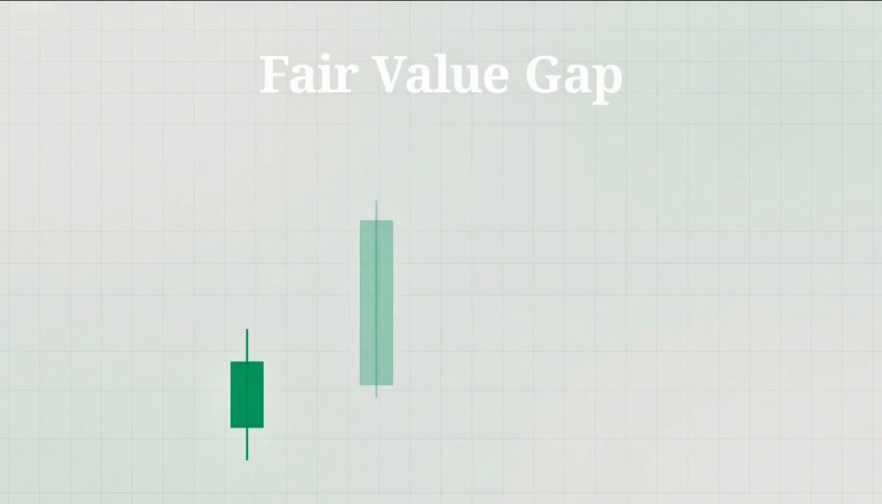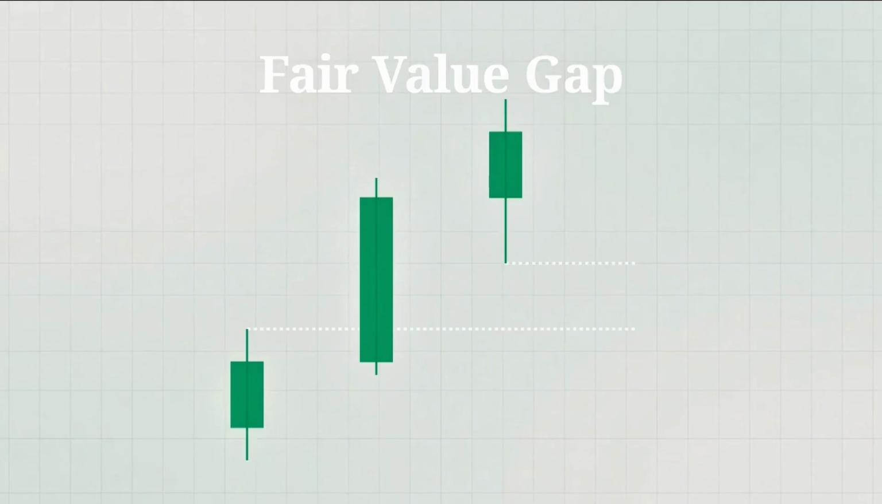This diagram illustrates a fair value gap. It happens over a sequence of 3 candles, when the wick of the first candle doesn't overlap with the wick of the third, which leaves empty space between them.